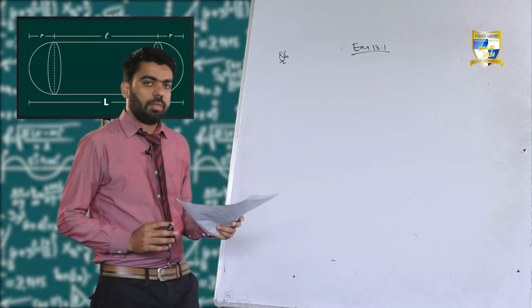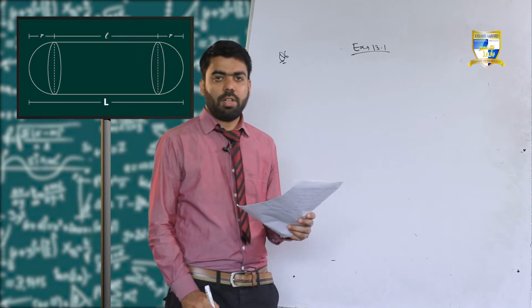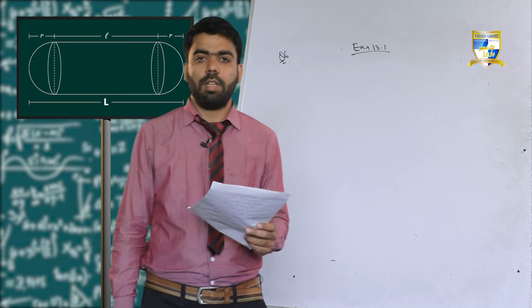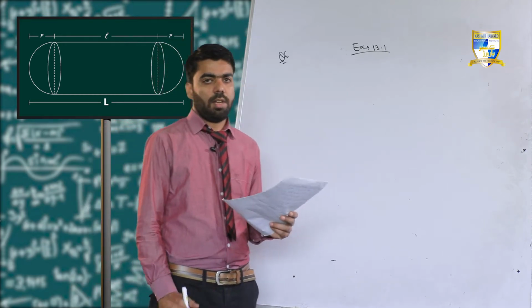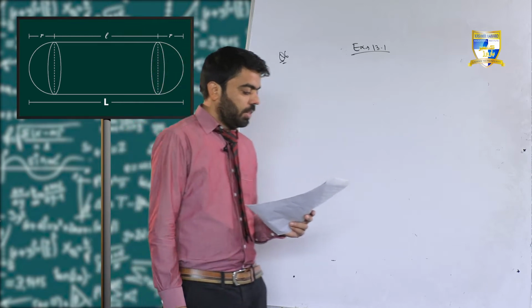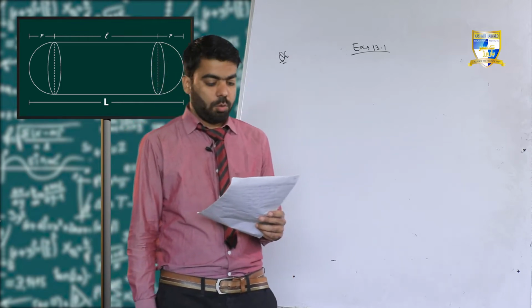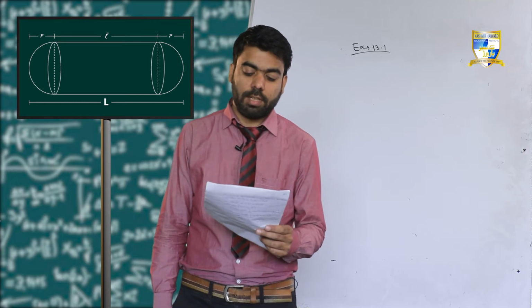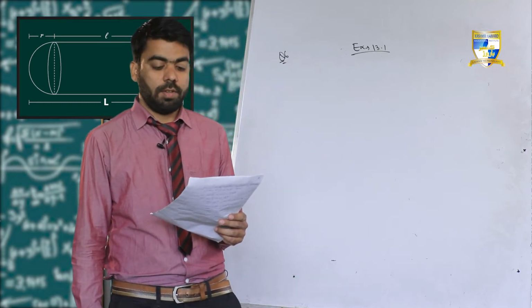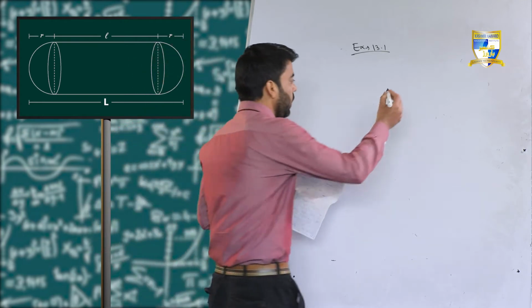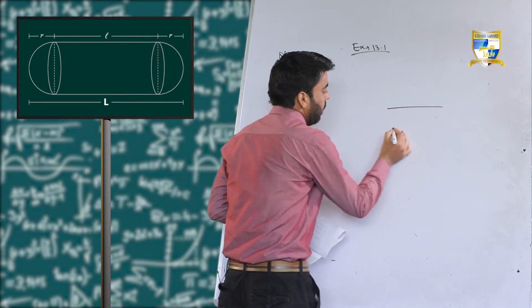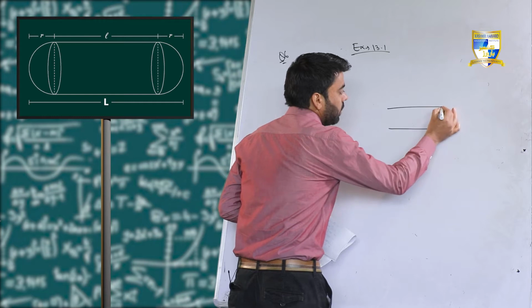Welcome back. In this video, we are going to take question number 6 of exercise 13.1. This topic is surface areas and volumes. The question is: a medicine capsule is in the shape of a cylinder with two hemispheres stuck to each of its ends. So we can draw the medicine capsule like this.